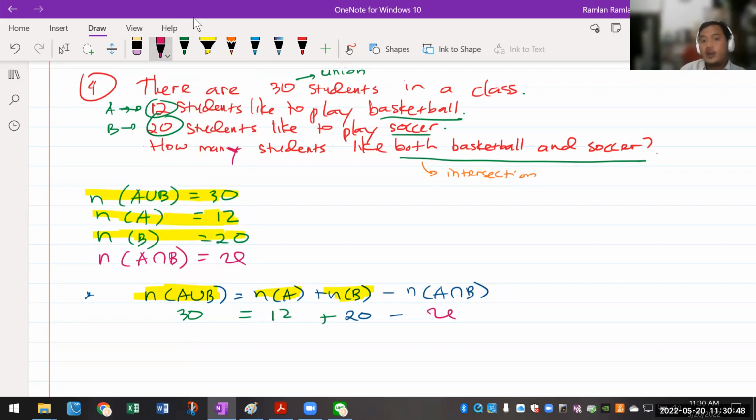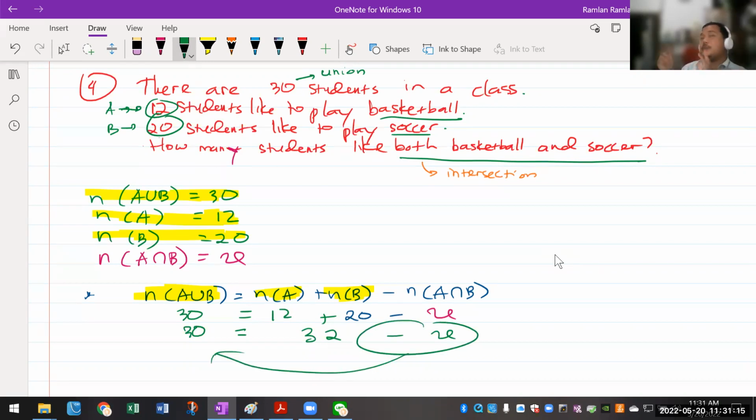Now, this is what we're looking for, the value of X. We can use algebra for this one, because we already learned about algebra, right? So just combine them. This is just 30, and then 12 plus 20 is 32, and then minus X. We want to find the X, and there are a lot of ways to do this. I'm going to move this here, because it's subtraction. If it goes to the other side of the equal sign, it will be the opposite of subtraction, which is addition. So that will be 30 plus X equals 32.